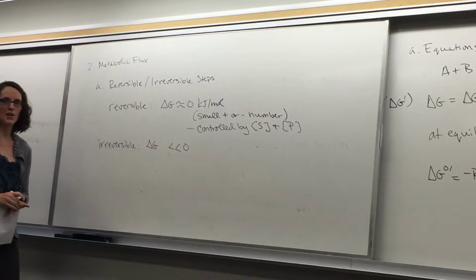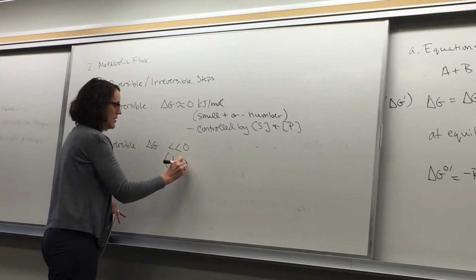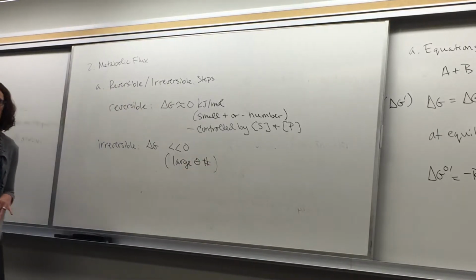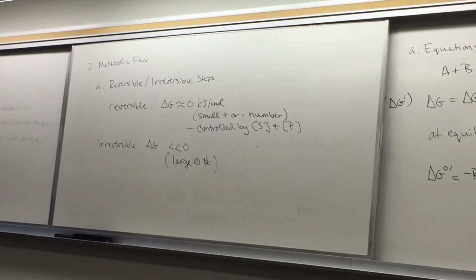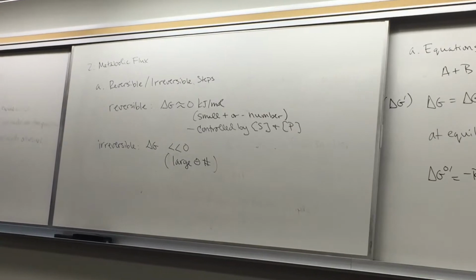Delta G is usually way, way less than 0. So it is a large negative number. Okay? So it's going to only go in one direction. You cannot reverse this reaction. So it's unaffected by changes in the concentrations.